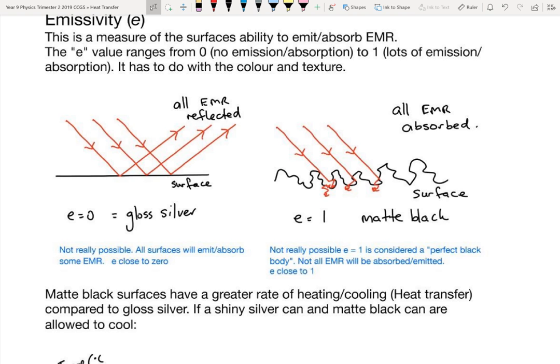It's impossible to have a 0 because the surface is made of atoms. You can have the smoothest, most reflective surface possible, but some of that light is going to cause the atoms to jiggle slightly. So it can be very close to 0, can't be equal to 0. Okay? If you had something that had an emissivity of 0, you could put it in an oven and it would never get hot. 1,000-degree oven and it's sitting there nice and cold.